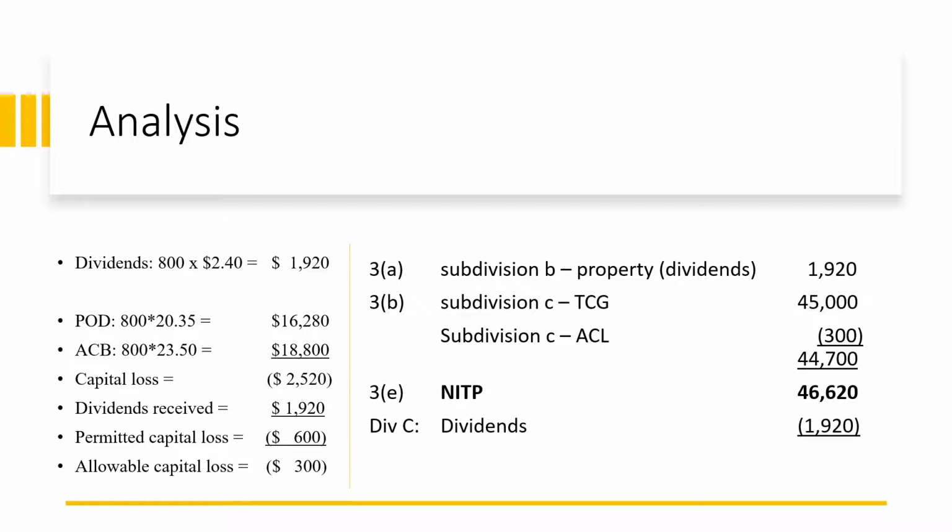Removing our dividends in Division C because it's a flow-through, we would end up with taxable income of $44,700.